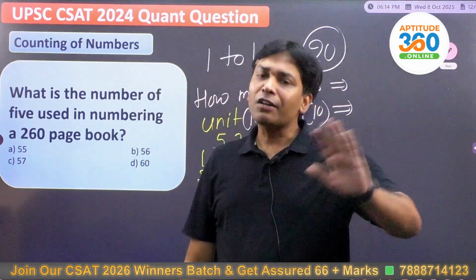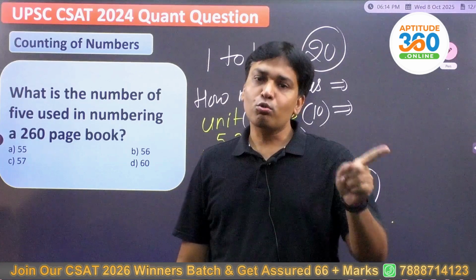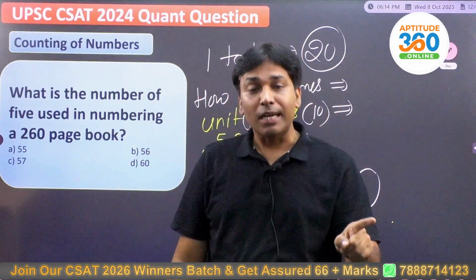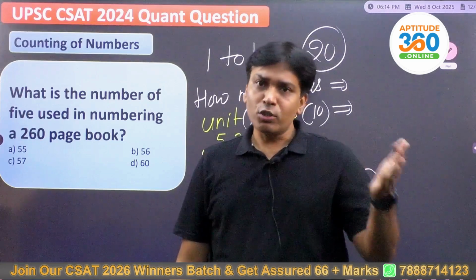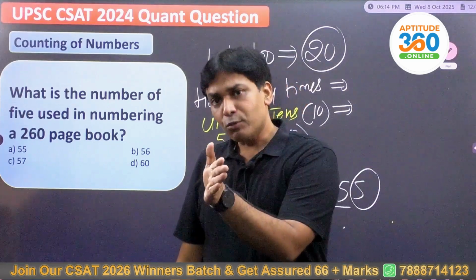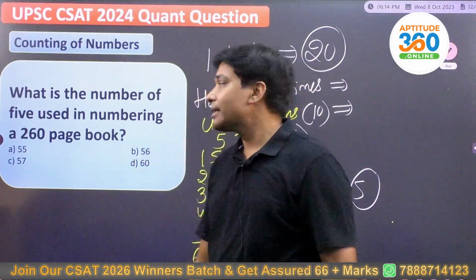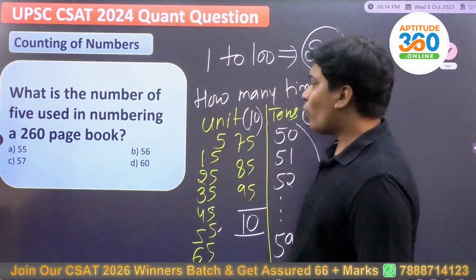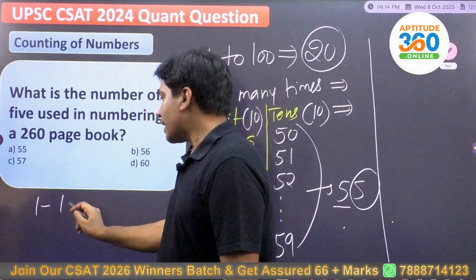Any digit apart from 1 will be written 20 times: 2, 3, 4, 5, 6, 7, 8, 9, they will be written 20 times. 1 certainly is going to be written 21 times because you will have to count 1 in 100 also, right? Now, since you are understanding this, 1 to 100, you have how many times?